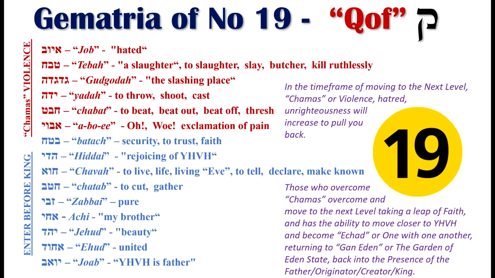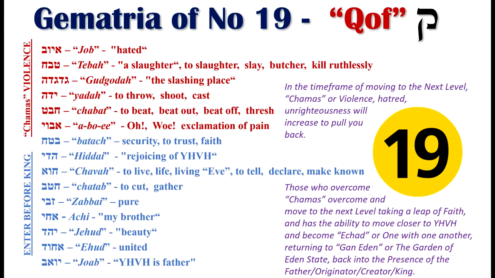And Goda, that means the slashing place. Then Yada, that means to throw, to shoot, or to cast. Chabat, that means to beat out, to beat off, and to thresh. It's like a threshing floor where separation takes place. And Abui, that means woe, which is the exclamation of pain. Then the positive ones, so these ones are connected to Hamas and violence and the sword and destroying the enemies and all of that.